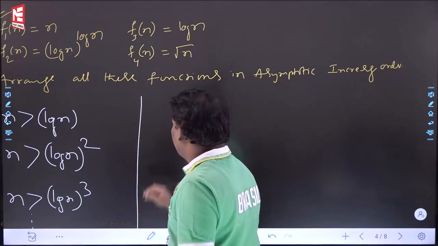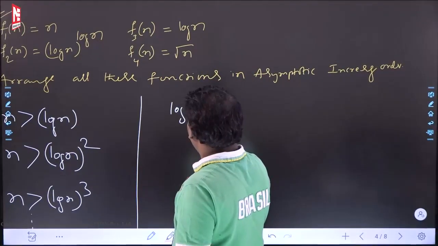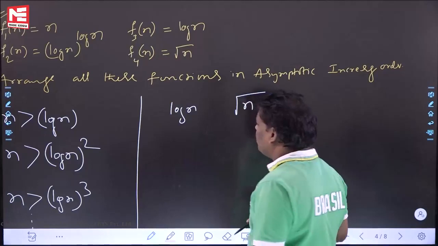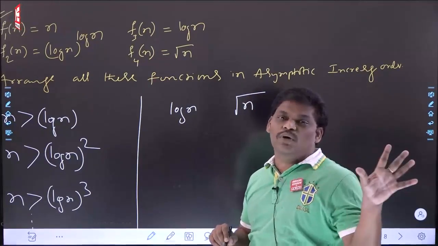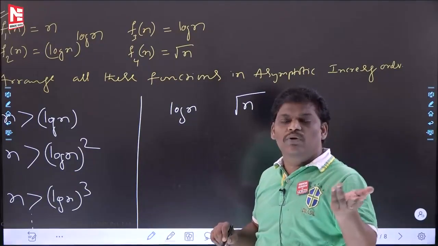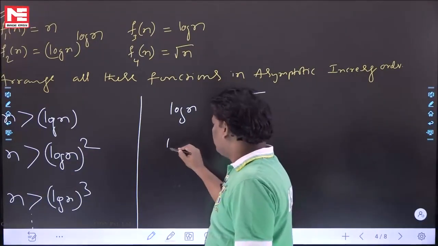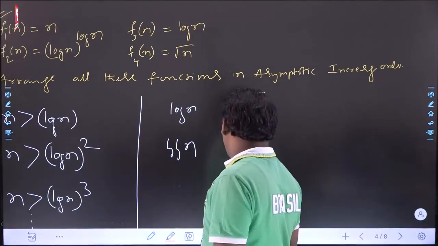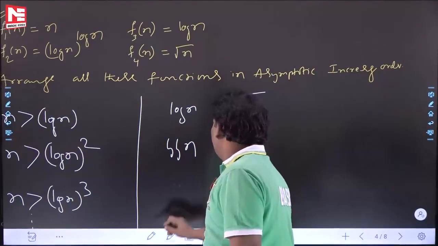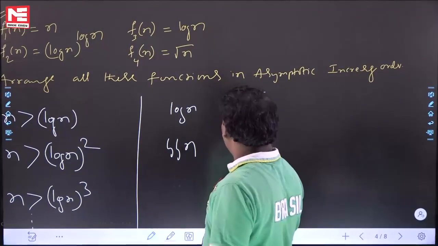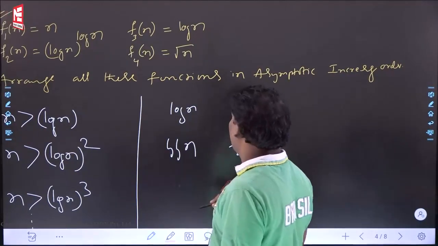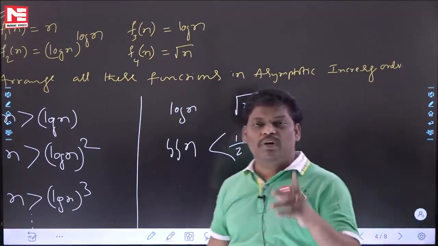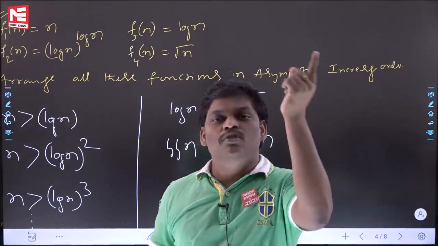Now come to this side also. log n and root n. Let's check. Who is bigger, log n and root n? If you can give the answer directly, it's okay. But if you are unable to give, you can apply log both the sides. It will become log log n on one side, and on the other side 1 by 2 log n. Forget about the constant. It is log n. This is bigger. Try to remember this one. Log also will decrease value, root also will decrease value.